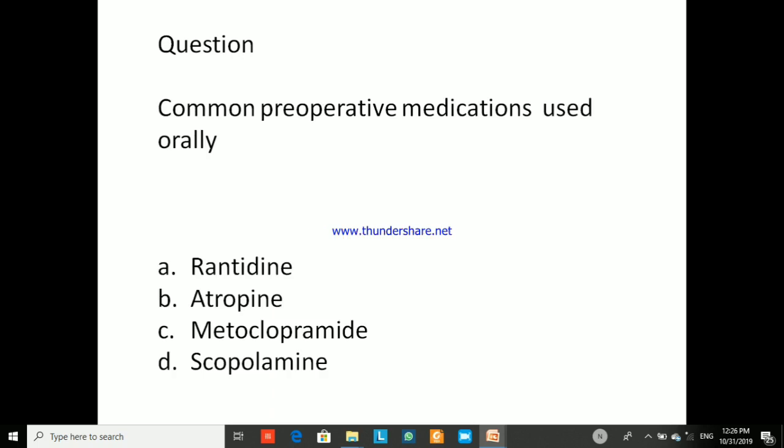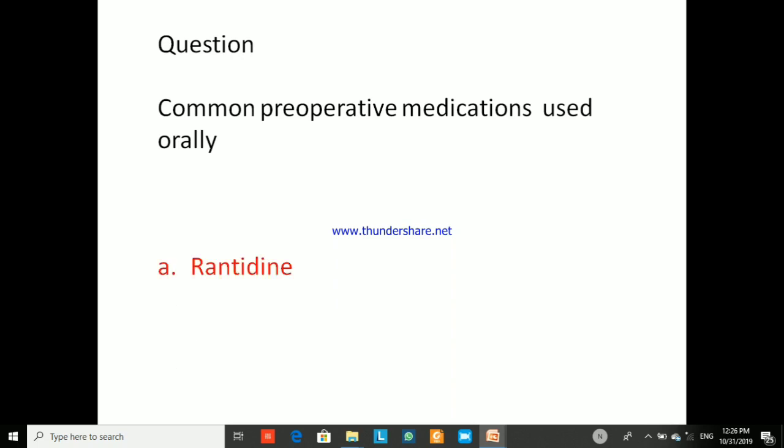Question. Common preoperative medications used orally: ranitidine, atropine, metoclopramide, scopolamine. Question. Common preoperative medications used orally: ranitidine.